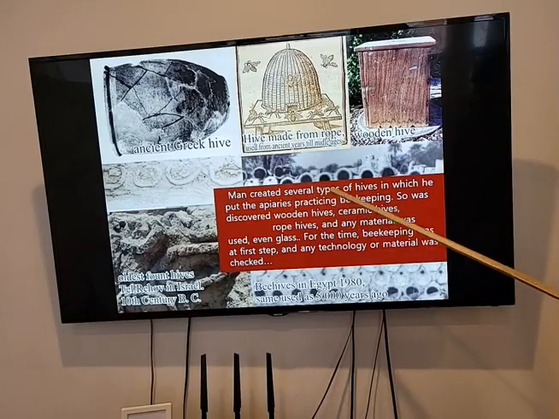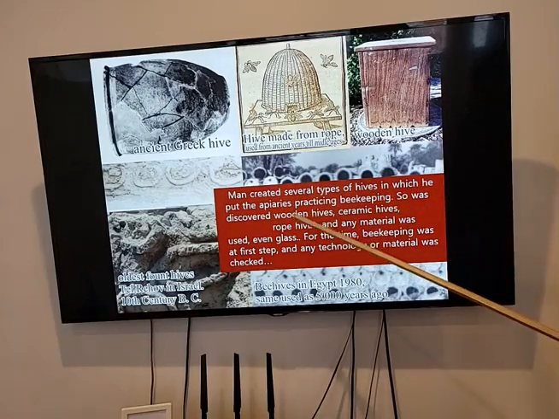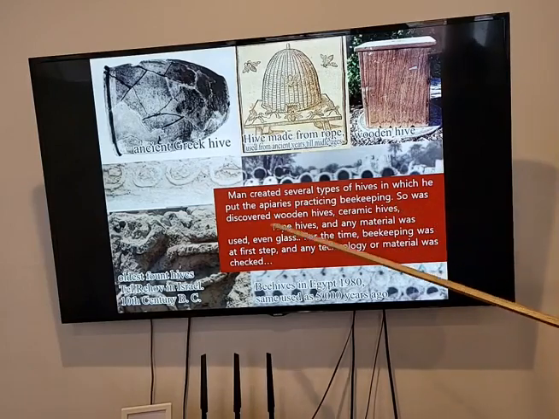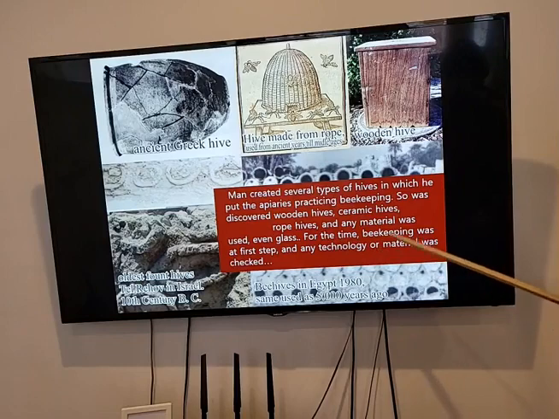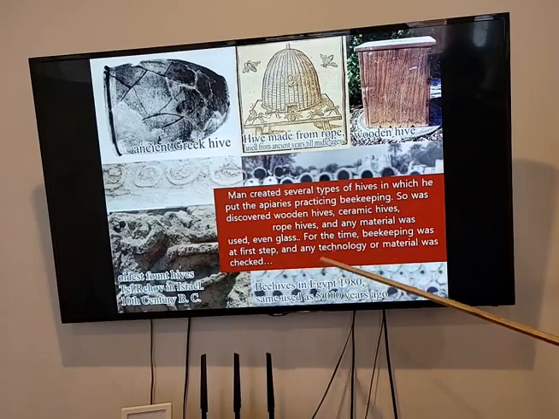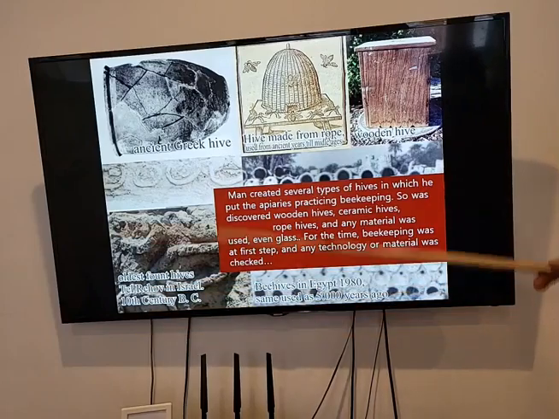Man created several types of hives in which he put the apiaries, practicing beekeeping. So wooden hives, ceramic hives, rope hives were discovered, and any material was used, even glass. At the time, beekeeping was at the first step, and any technology or material was tested. We're talking about the history of beekeeping technology, from the caves, from the caveman, till Israel, till ancient Greek, Egypt, etc. Okay, let's go to the next.